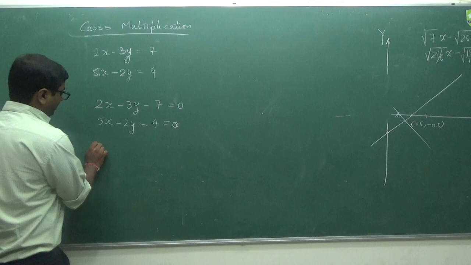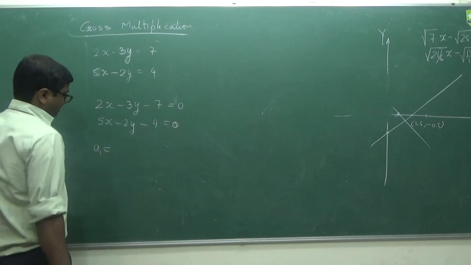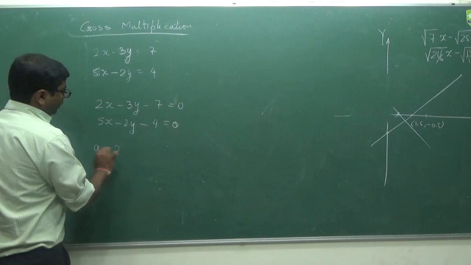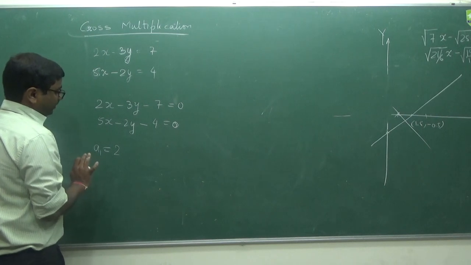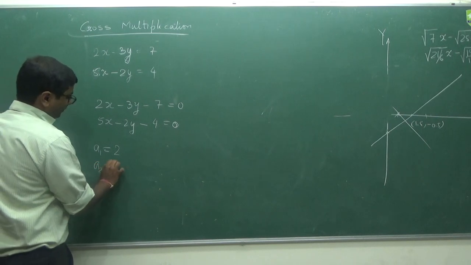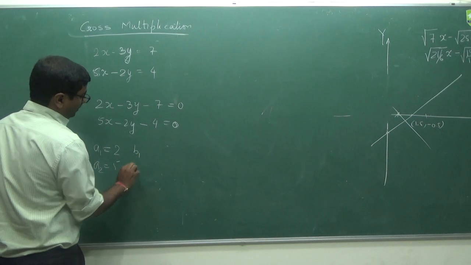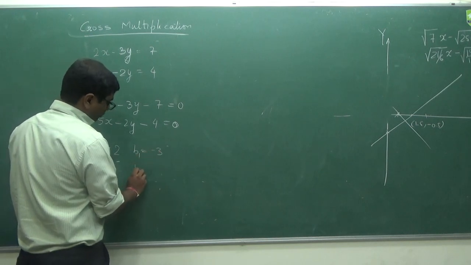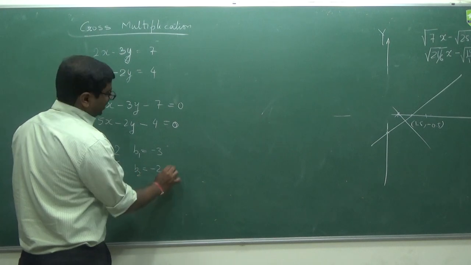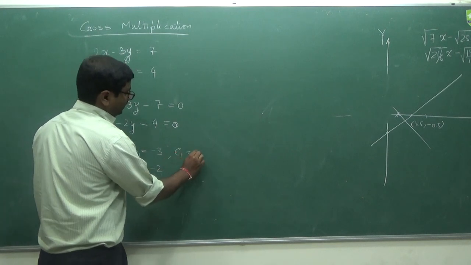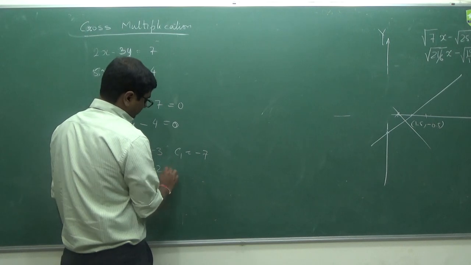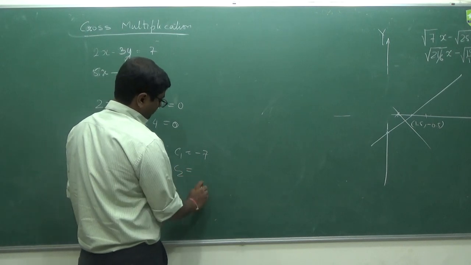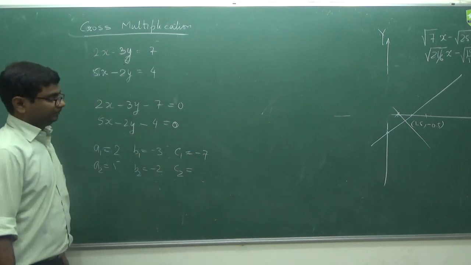what is a1? A1 equals 2. A2? 5. Very good. Ishani, B1? Minus 3. Gopika, B2? Minus 3. Shreya, C1? Minus 7. Anurag, C2? Negative 4.